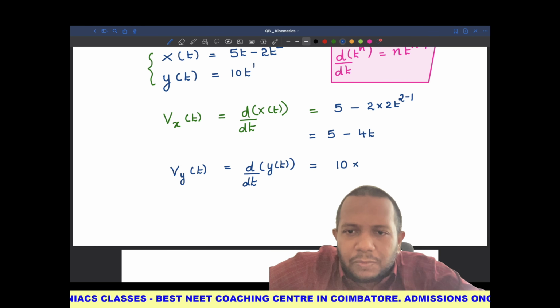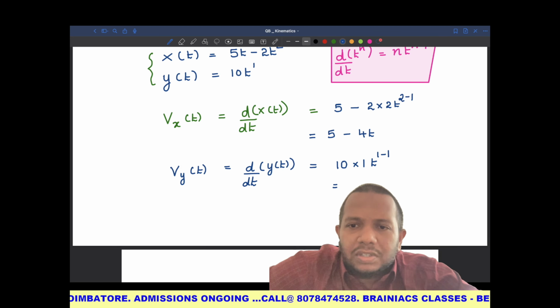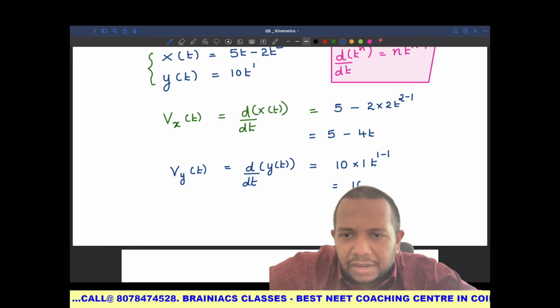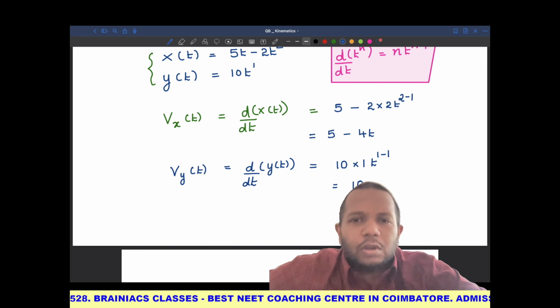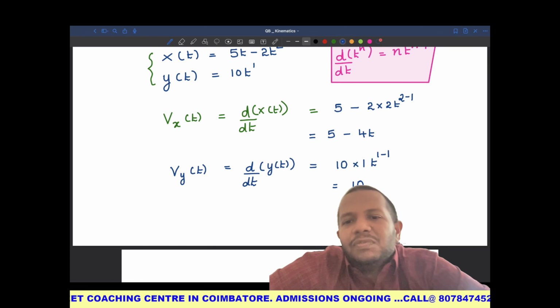I will write it maybe for your understanding, 1 into t raised to 1 minus 1 it will be, and any number raised to 0, t raised to 1 minus 1 is t power 0, so it would be 1 into 1, that is 10. Okay, so if you know the differentiation, it is well and good, it's very easy. So now you got vx and vy, two components.